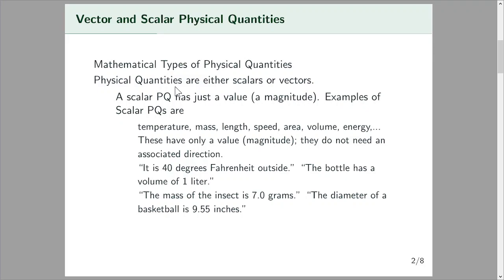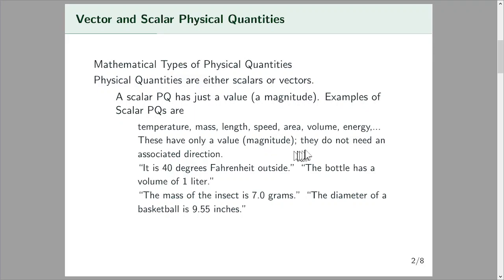So a scalar physical quantity has just a value. Examples of scalar physical quantities are temperature, or mass, or length, or speed, or area, or volume, or energy. These have only a value or a magnitude. We use the words value and magnitude a lot when we're talking about the number in units associated with something. So 10 meters per second is a magnitude. 15 pounds is a magnitude.